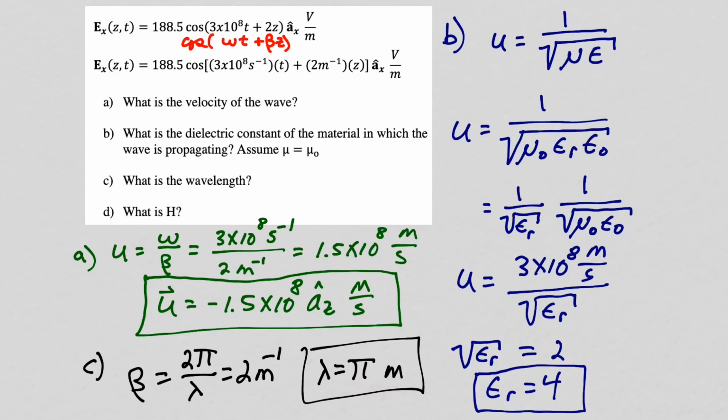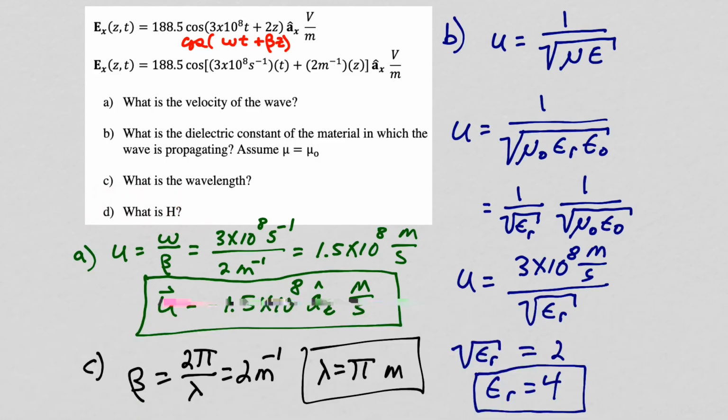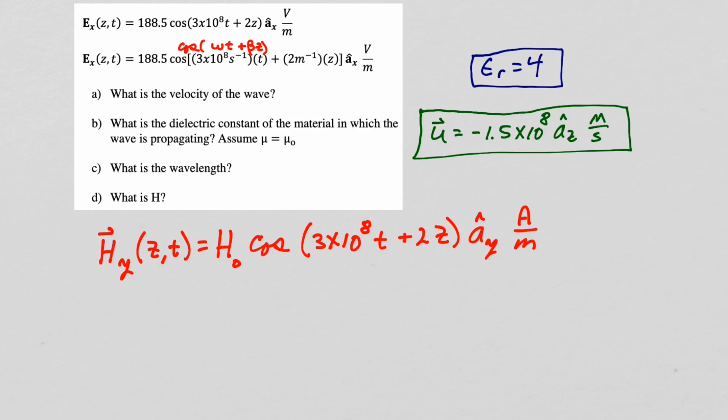In part D, you're asked to find the magnetic field intensity. From our mental model of a transverse electromagnetic wave, we know that the magnetic field intensity propagates along with the electric field intensity. So the cosine dependence is going to be the same. We know that the electric and magnetic fields are transverse, and that they are also transverse to the direction of propagation. So the magnetic field intensity must be in the plus or minus y direction. We also know the units of magnetic field intensity are amps per meter.